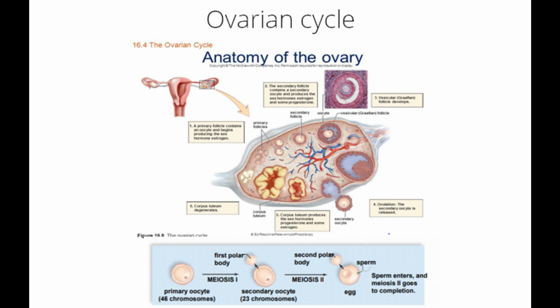So the vesicular follicle or Graafian follicle will develop into the corpus luteum, which is a gland-like structure, and the secondary oocyte will enter the uterine tube, which is the fallopian tube. If fertilization occurs, a sperm enters the secondary oocyte, then the oocyte completes meiosis and becomes an egg with 23 chromosomes and a second polar body results.